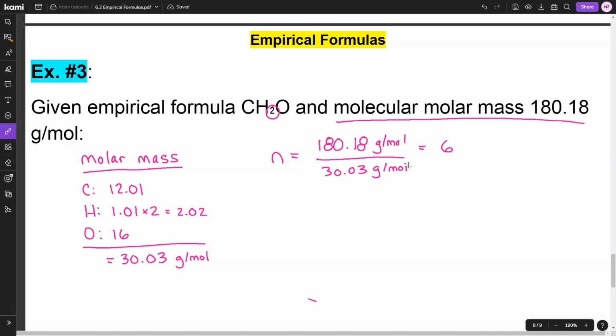So that's my multiplier. So I'm going to take 6 times CH2O. I'm going to distribute that to every single piece in the formula. So my molecular formula will be C6. 6 times 2 is going to give me 12, H12. And then 6 times 1 oxygen will just give me 6, or O6. That is my molecular formula.